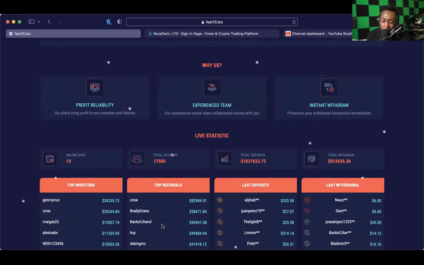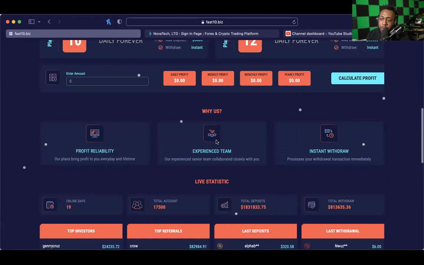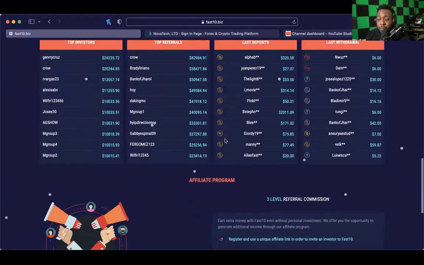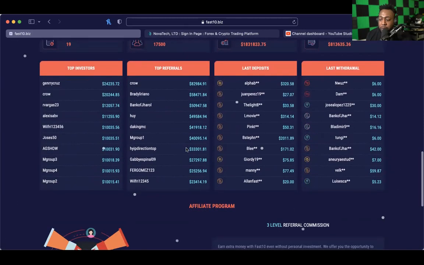17,500 total accounts, and the numbers just keep on going up. There is not a person in the top investors that has not taken advantage of this 12% plan. Who knows how long this platform is going to last? Like I say all the time, this could be here today and gone tomorrow. And I really do mean that, okay? So the longer you wait, you know, this is day 19, the longer you wait, the riskier it gets. That's just the nature of the beast, all right?